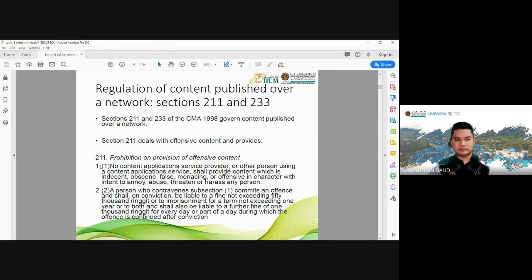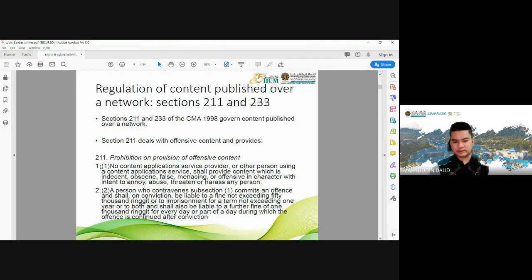So in a way, these two provisions are actually criminal provisions. They are criminal in nature. So let's take a look at Section 211 and 233 here. Both sections talk about regulation of content published over a network. So it mainly deals with offensive content. Take a look at Section 211. It talks about prohibition of provision of offensive content.